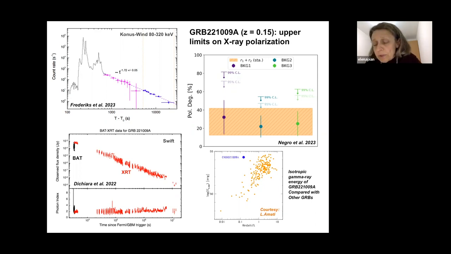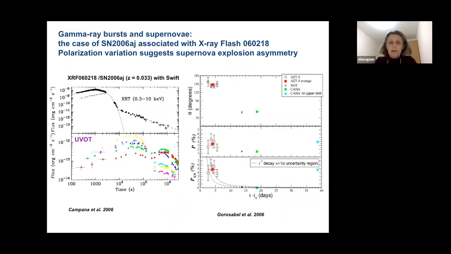And the bottom plot is just to put the source in context, just a comparison of the isotropic gamma ray energy of this source, to give you an idea of the power of this source compared with a sizable sample of long gamma ray bursts with redshift. This is not all the long gamma ray bursts with redshift that we know of, but it's a good fraction of them. And our guy, our 9 October guy, is clearly a very strong source.